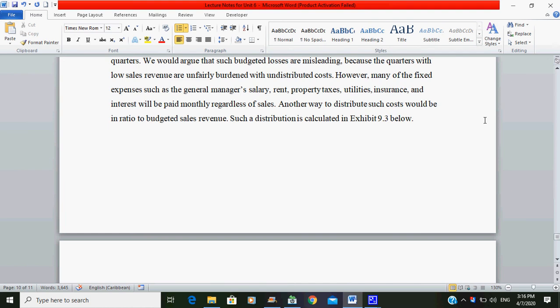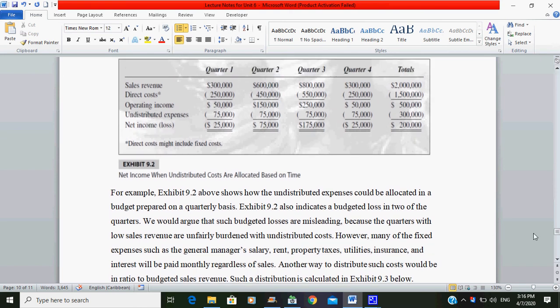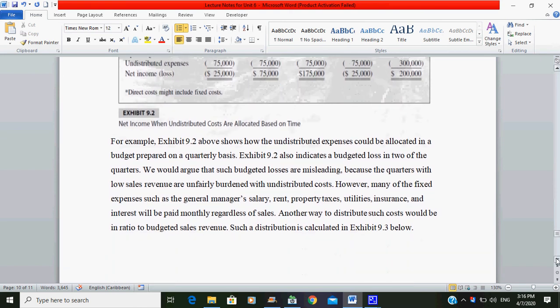The first look at Exhibit 9.2 also indicates a budgeted loss in two of the quarters: quarter one and quarter four. We would argue that such budgeted losses are misleading because the quarters with low sales revenue are unfairly burdened with undistributed costs. However, fixed expenses such as general manager salary, rent, property taxes, utilities, insurance, and interest will be paid monthly regardless of sales.